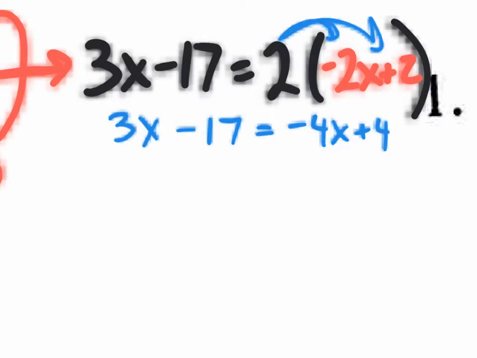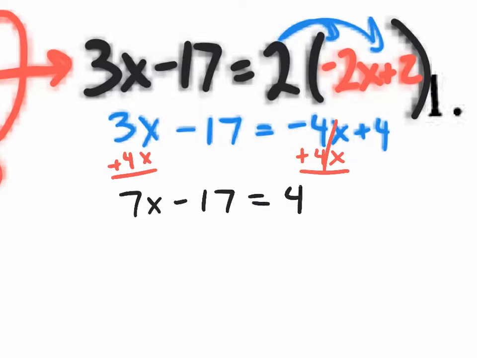And now we need to solve this equation, but of course we have x's on both sides of the equation. You don't want x's on both sides. You only want it on one side. So let's get rid of the negative 4x. So how do I do that? I add 4x. What you do to one side, you do to the other side. 3x plus 4x is 7x. Bring down the rest. Minus 17 equals 4.